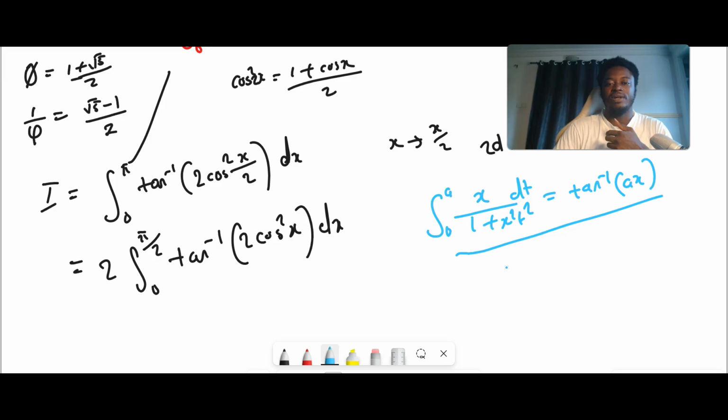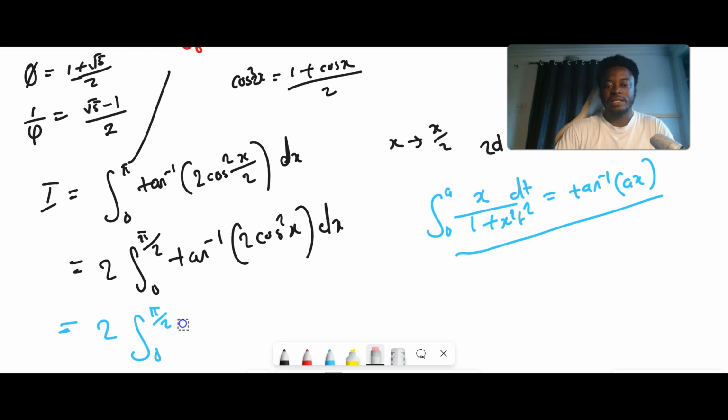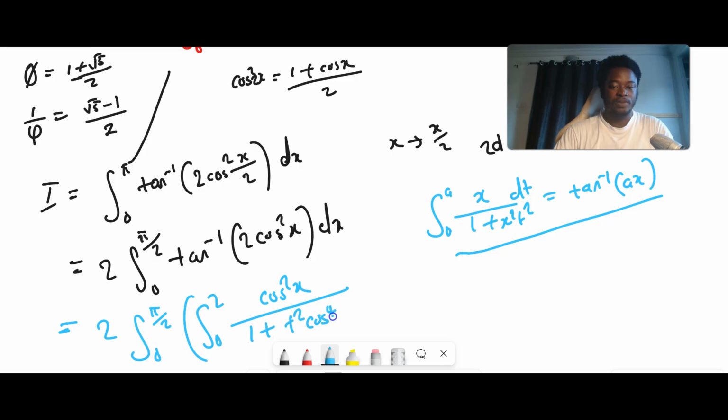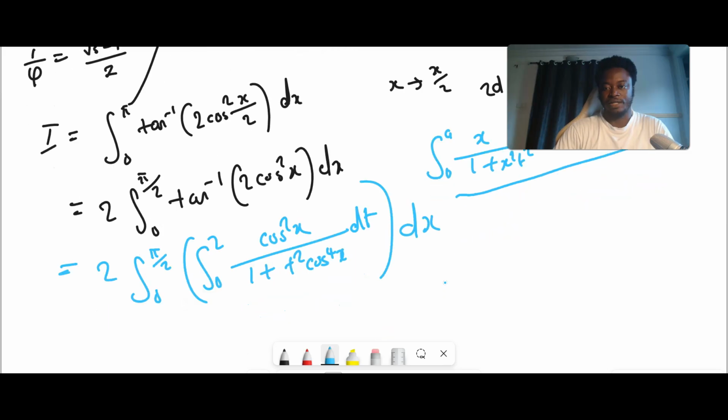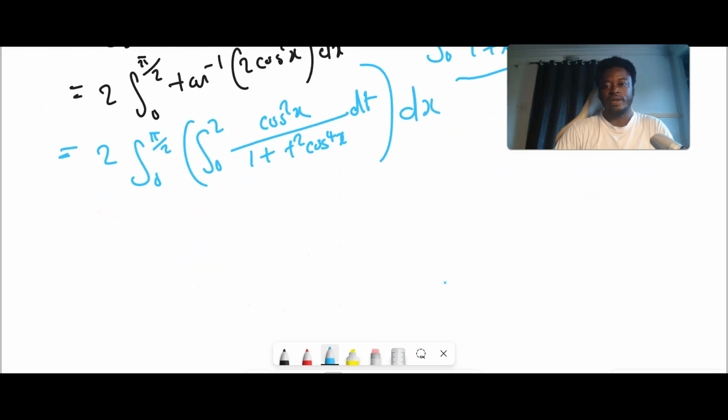So basically now we're going to write this to be twice the integral from 0 to pi over 2 of tan inverse. And then, no, we're not going to write the tan inverse now because it will be replaced by the double integral. So you would have the integral from 0 to 2 here, a equals 2. Then you have cosine squared x divided by 1 plus t squared cosine to the 4th power of x dt. Then at the back you have dx as usual. So now we have transformed this into a double integral.